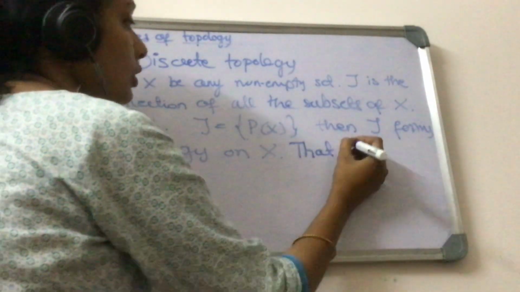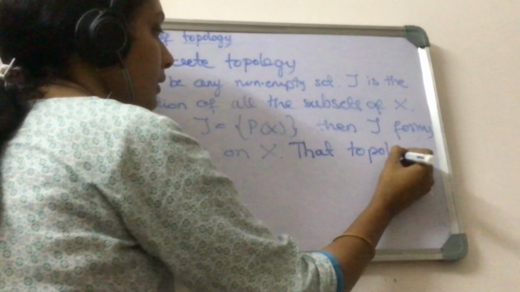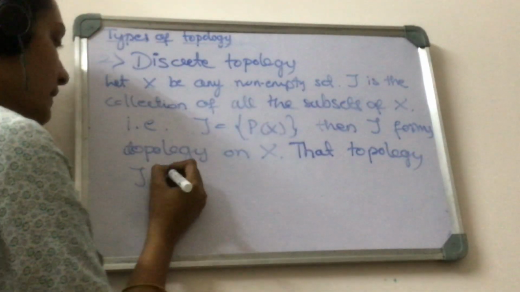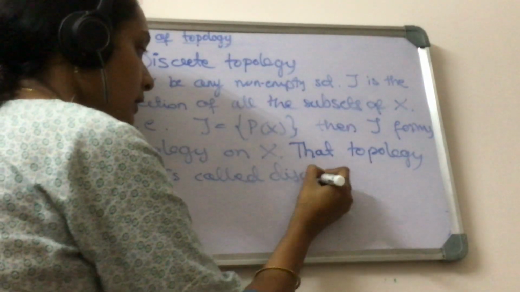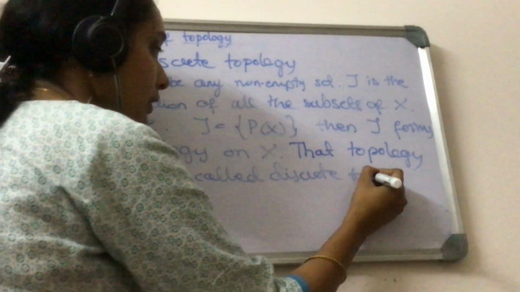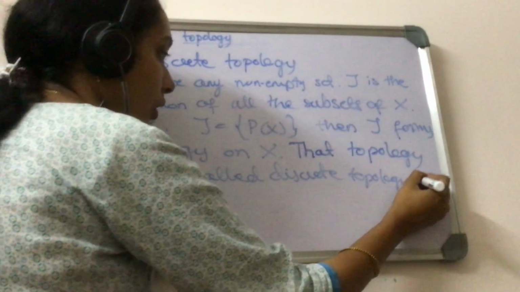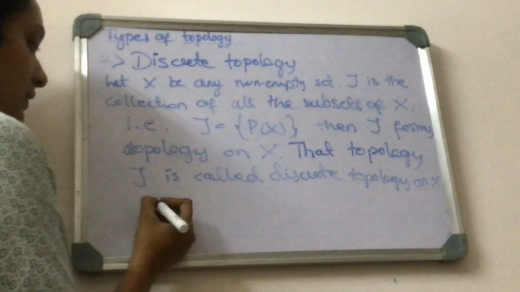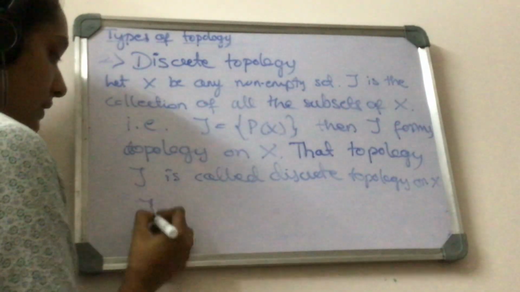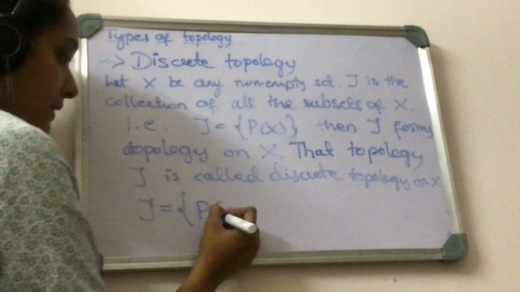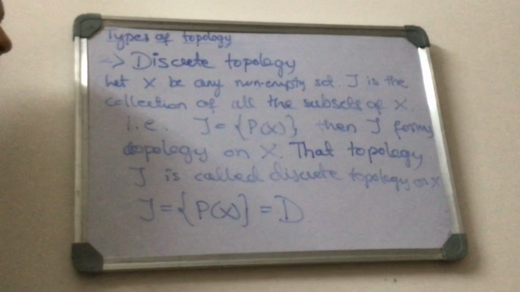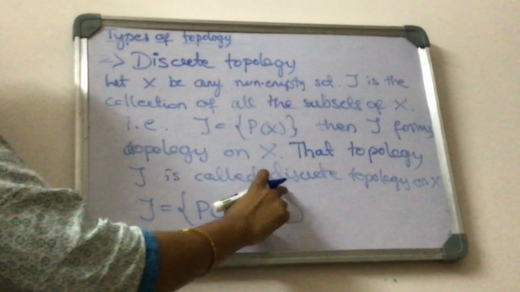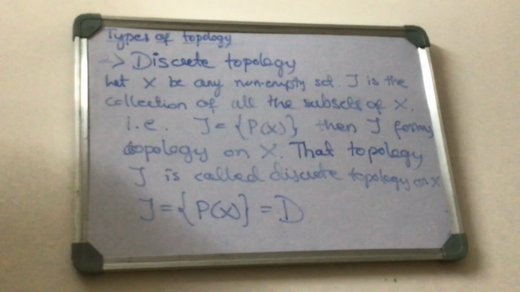That topology tau is called discrete topology on X. That is, tau is equal to P of X. If tau is equal to P of X, then that is denoted by D. Since it is discrete, it starts from D, so we are denoting it by D.